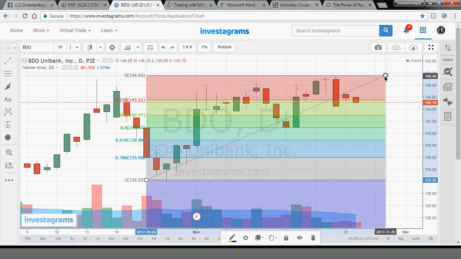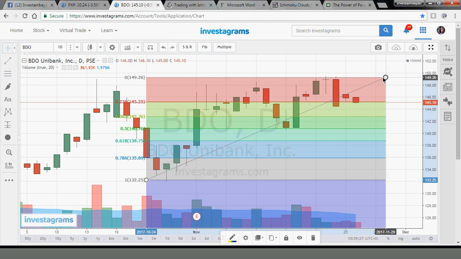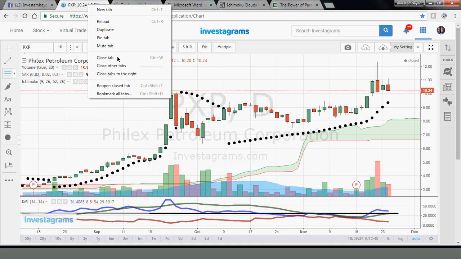Paano naman kung hanapin natin yung support din sa uptrend na stock?